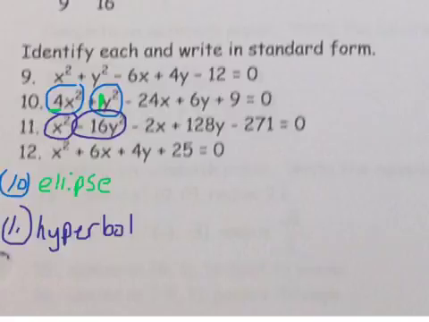So even if we don't have it in the standard form, we can kind of just look at some of the terms and figure out what it is, basically. What was number 9 again? Number 9 was a circle. That was the one we actually did the complete the square part on.